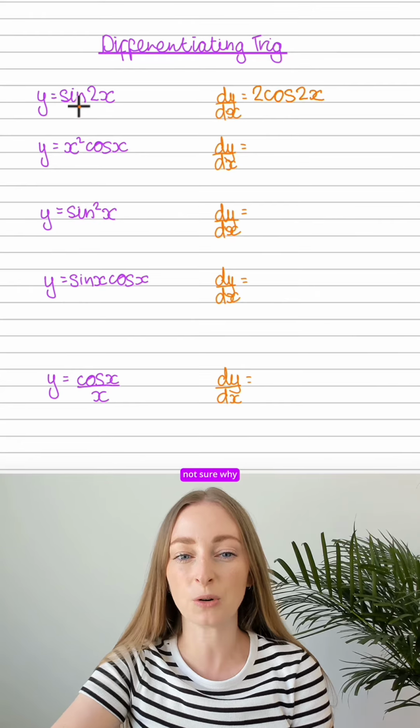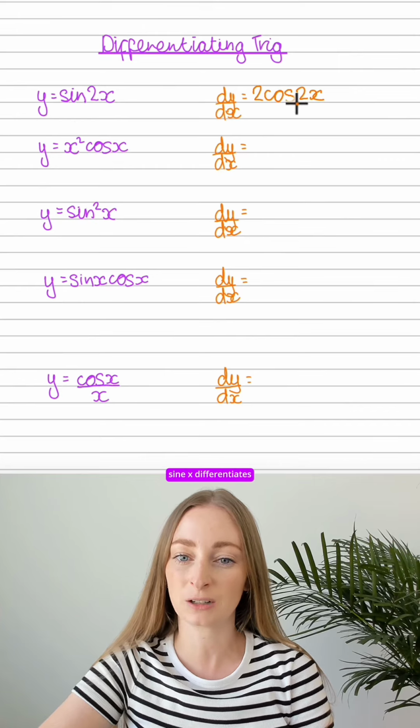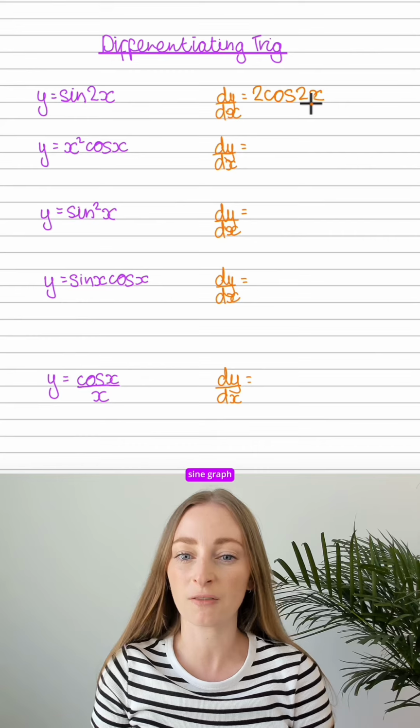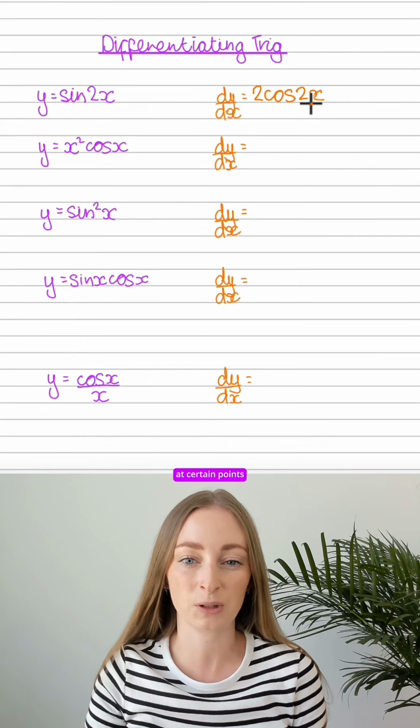And if you're not sure why sin x differentiates to cos x, have a look at the sine graph and what the gradient is at certain points along the graph.